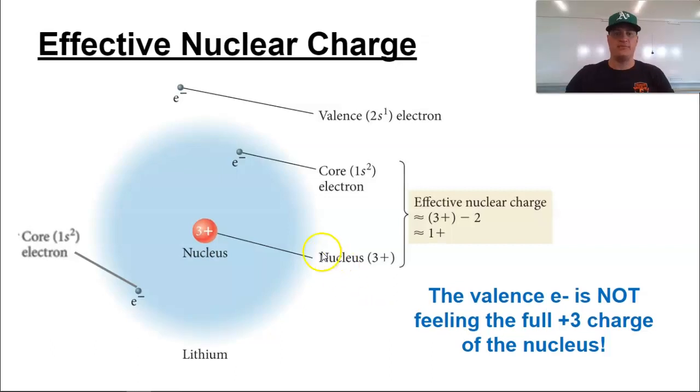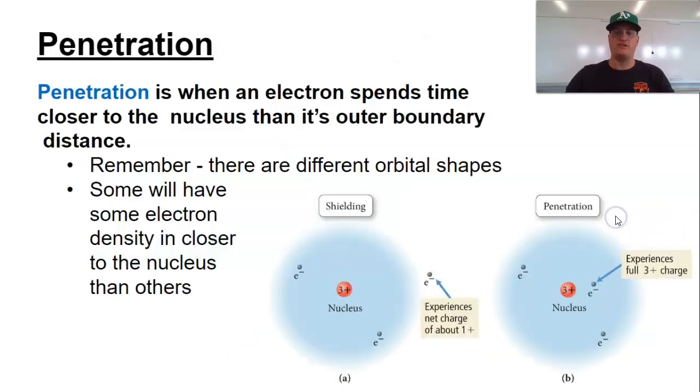So let's just take a little example. You've got lithium with its 3 protons in the center. It's got 2 core electrons and 1 valence electron, so the effective nuclear charge on this electron is going to be 1+. So that's what we would think it to experience. However, that's not always the case. Of course not. That's a running theme you'll find in chemistry.